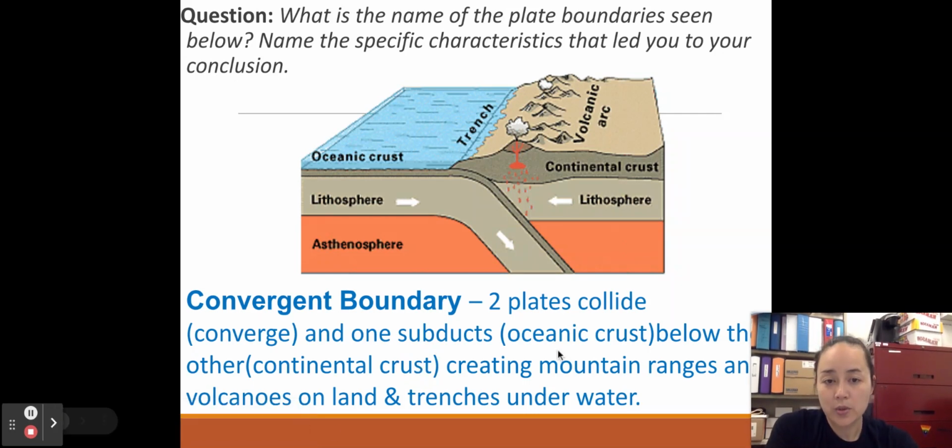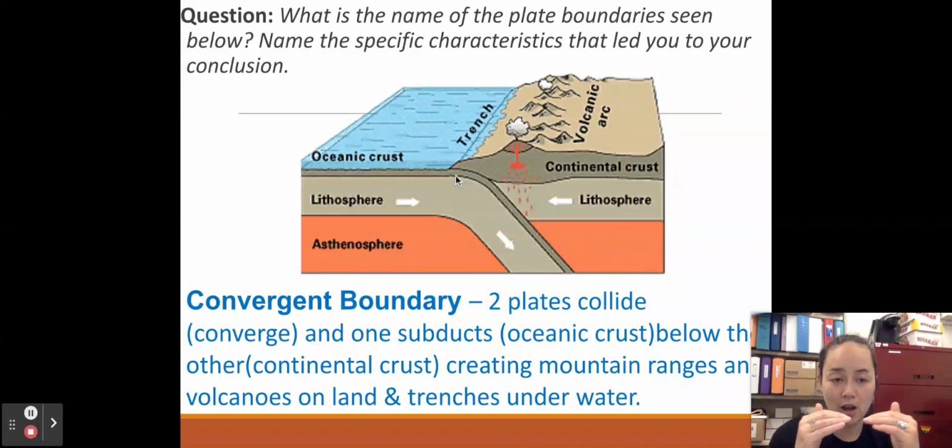A convergent boundary is where two plates collide or converge, and one subducts, which means to go underneath the other, which usually creates mountain ranges and volcanoes on land and trenches underwater. So when you have an oceanic plate converging with the continental, the oceanic crust is actually going to go underneath. And that's just based on the difference in the type of rocks that make up oceanic crust versus continental crust. So the oceanic crust is always going to be forced underneath.